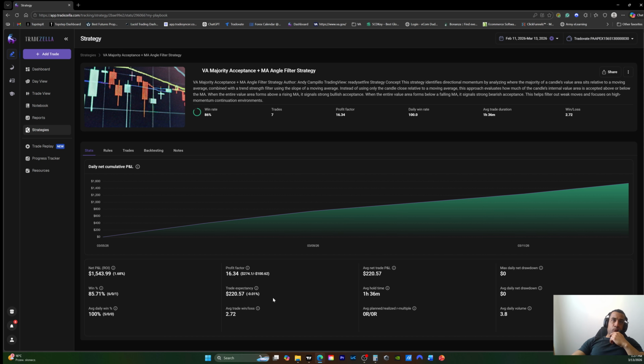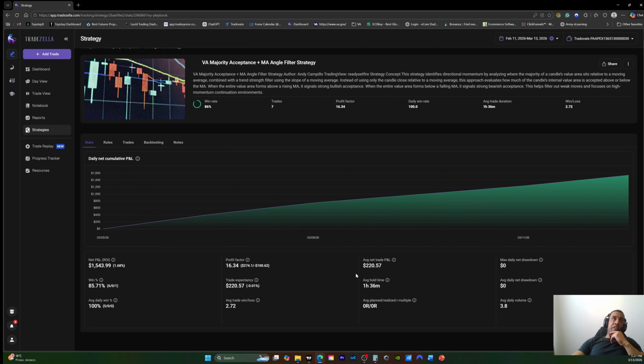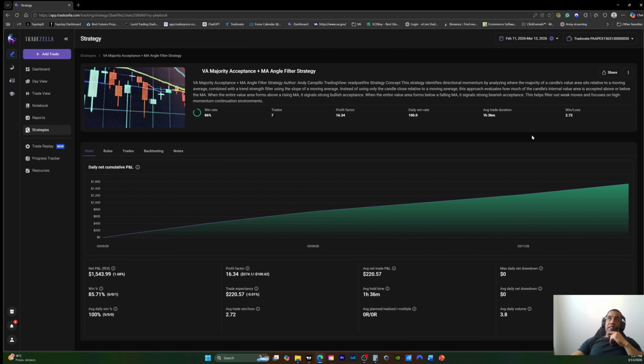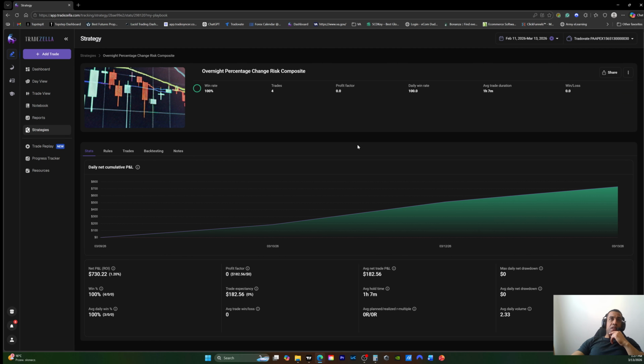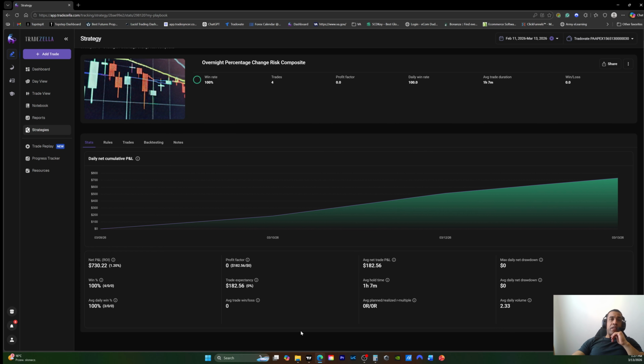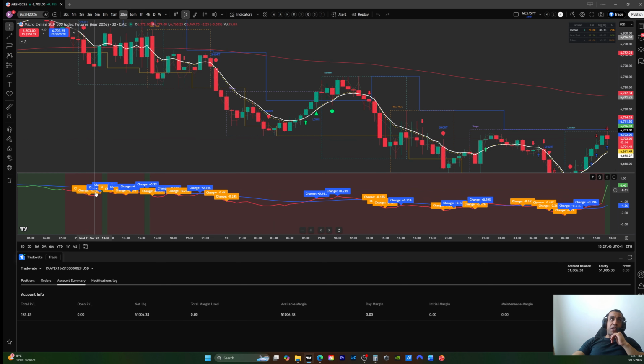Let's see. And then my other strategy that I started tracking is this one here. Okay. 100% win rate so far, only 4 trades, and this is the one on TradingView. This on the bottom over here. Okay.